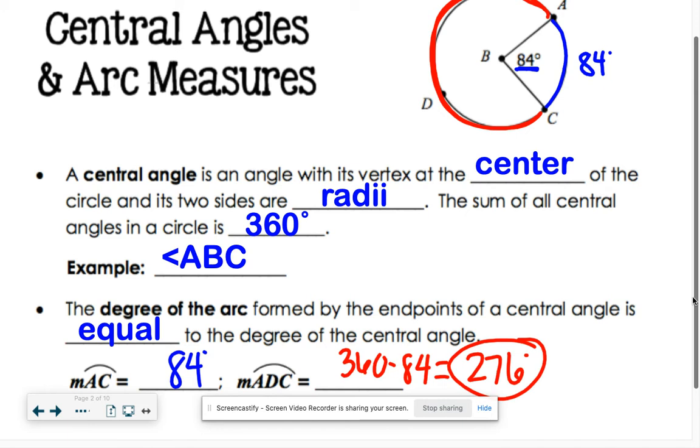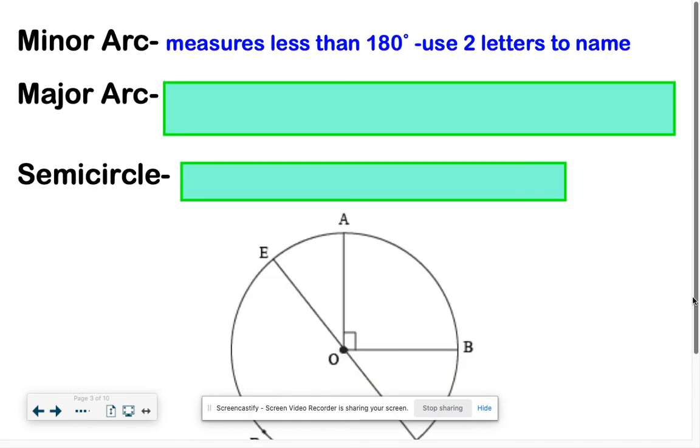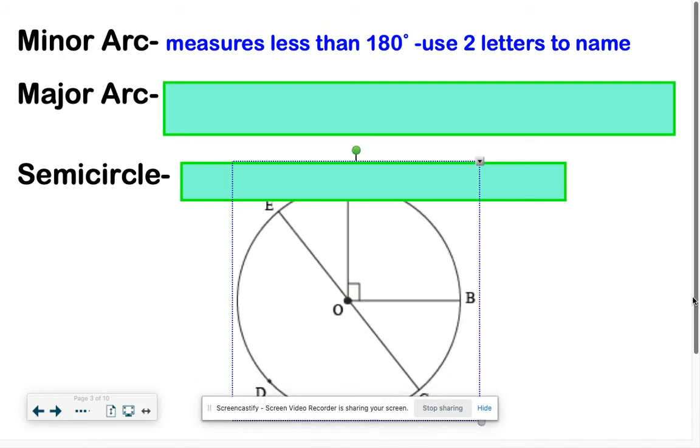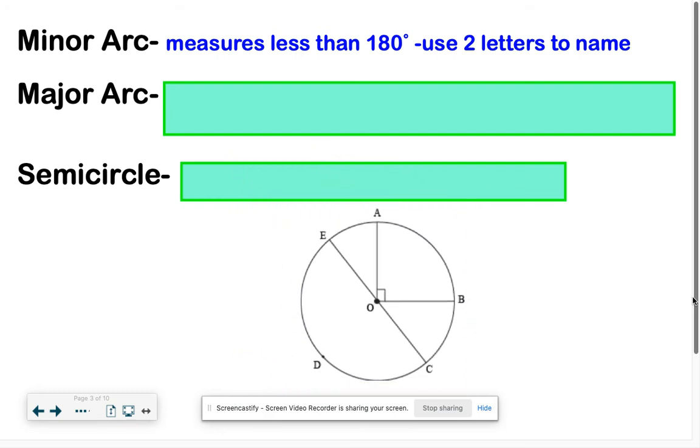Now, we can classify arcs in a couple different ways. The first one is a minor arc. A minor arc measures less than 180 degrees. This is crucial: we use two letters to name it. It has to be less than 180, like arc EA. That would be a minor arc. Or CB, or even AB. Or you could get real fancy, folks, and go from B all the way to E. As long as it's less than 180, it's considered a minor arc.